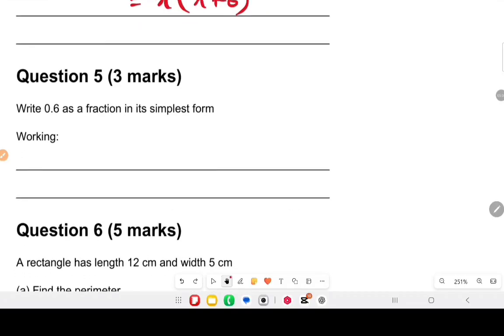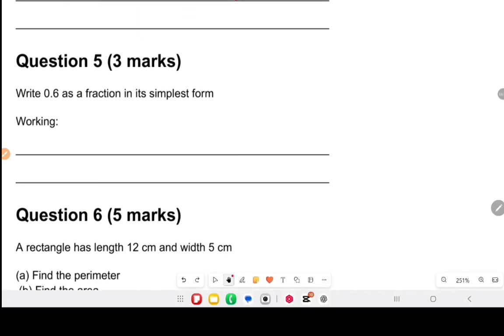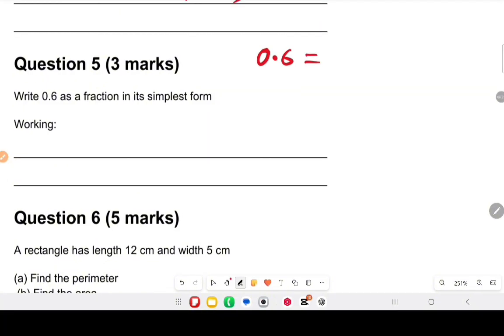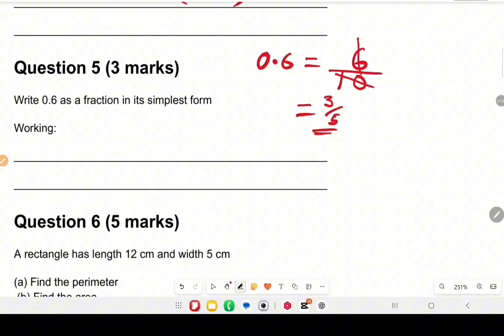We move to question number 5. It says write 0.6 as a fraction in its simplest form. We have 0.6. When we write 6, under the decimal point, you put 1, then replace the other digit with 0. It becomes 6 over 10. We can reduce 6 over 10 to its lowest form, which is the same thing as 2 into 6 gives us 3, and 2 into 10 gives us 5 as the answer.